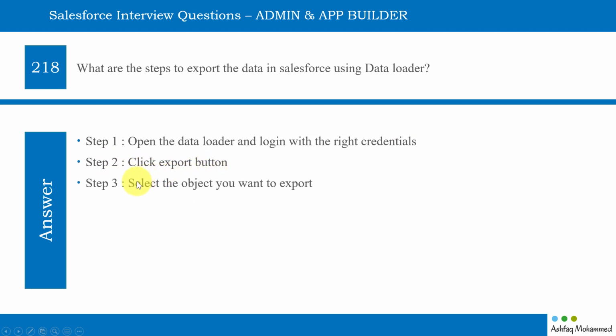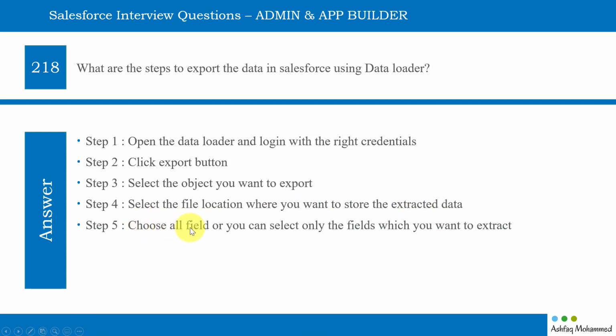Then select the object you want to export, okay? And then select the file location where you want to store the extracted data, okay? And then choose all the fields, or you can select only the fields which you want to extract, okay? We'll see that in a minute how it looks. And then step C, provide the conditions.